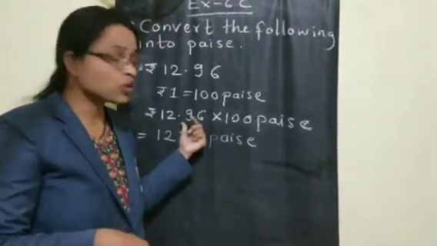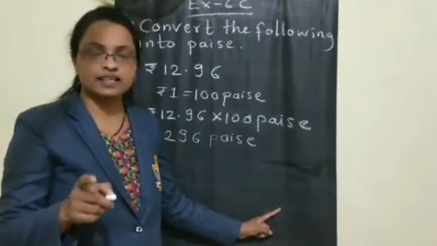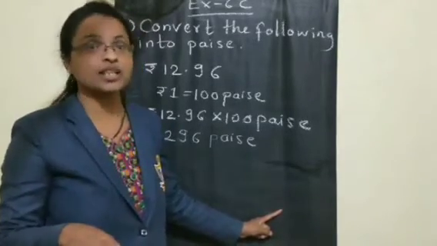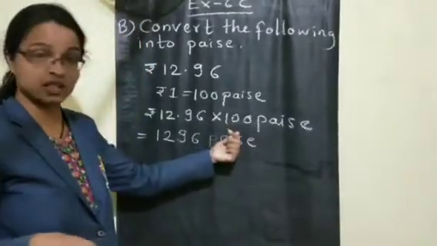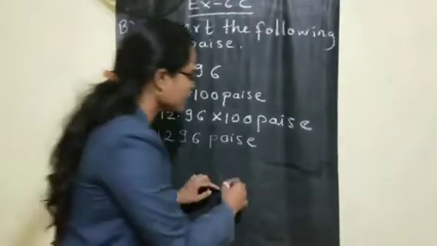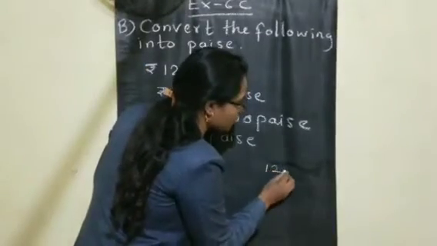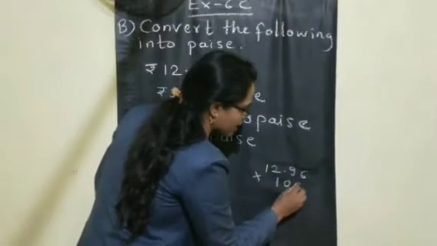How will this dot go? Let me solve and show here, which is not necessary in the exam, but for your understanding I am showing here how after multiplying with 100 the dot is removed. So if you see here, 12.96 multiply by 100, children.